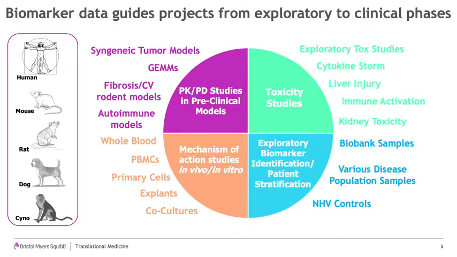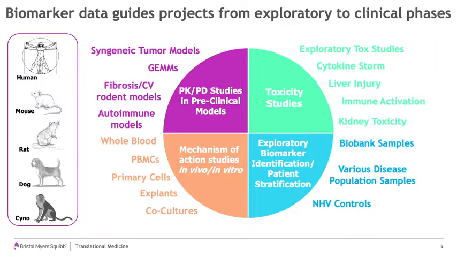routinely process. One category encompasses mechanism of action studies, where we profile samples generated from cell cultures, for example, co-cultures of tumors and immune cells, or ex vivo stimulated preparations of primary immune cells and whole blood.